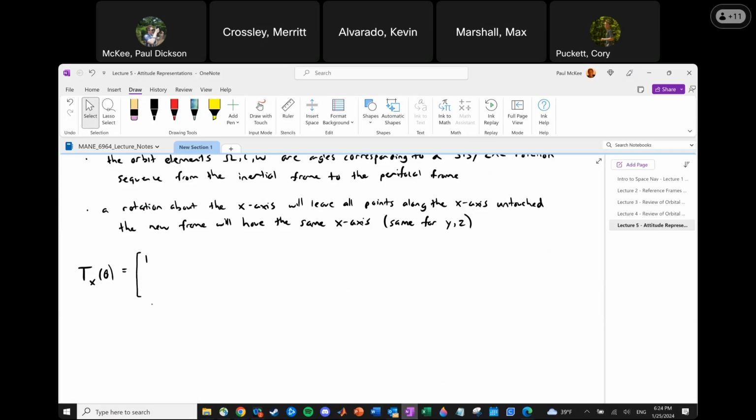So if you're rotating about the x-axis, it's going to look like this: 1, 0, 0, 0, cosine theta, sine theta, 0, negative sine theta, cosine theta. And if you wanted to rotate about the y-axis some amount theta, it's going to look like this: cosine theta, 0, negative sine theta, 0, 1, 0, sine theta, 0, cosine theta. So you can see, if you're rotating about x, the top left element, which is the x-axis, is unchanged.